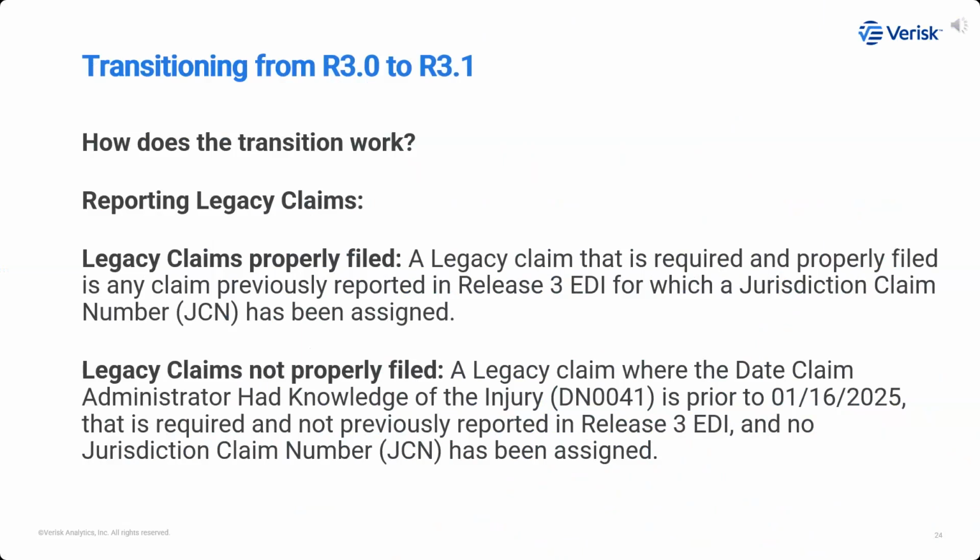The other legacy claim scenario is for claims that were required but were not properly filed in Virginia. For these claims, the date the claim administrator had knowledge of the injury will be prior to January 16, 2025, but these claims would not have been properly reported in Release 3.0 to Virginia by our cutoff time, and no JCN would have been assigned.